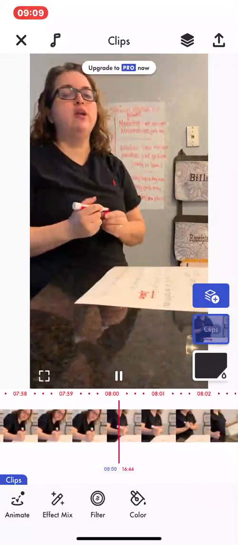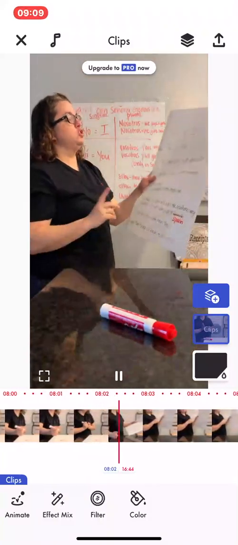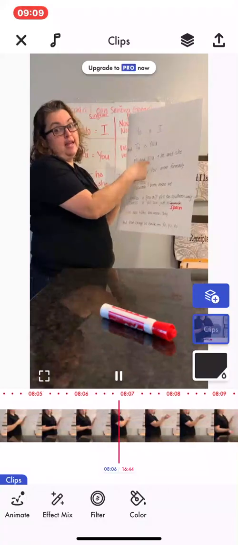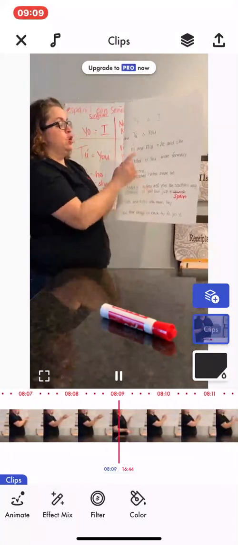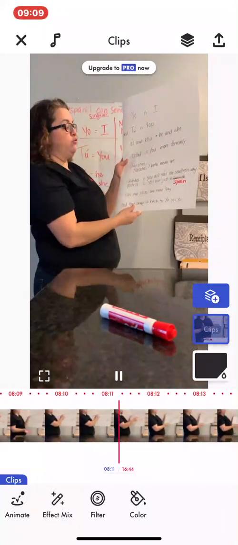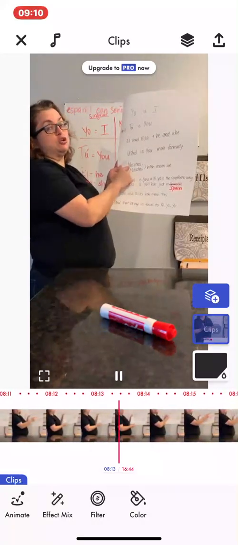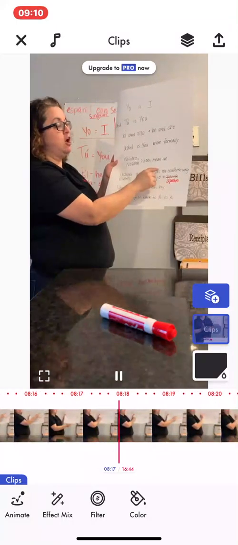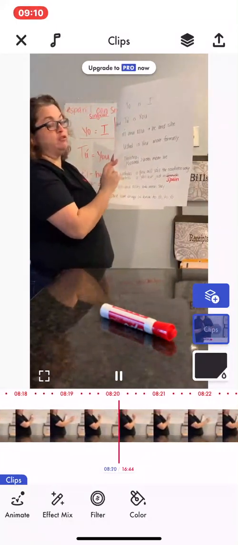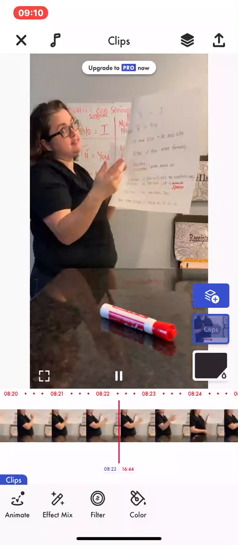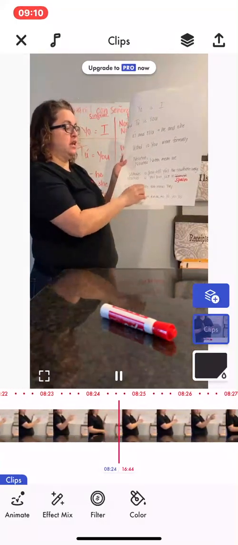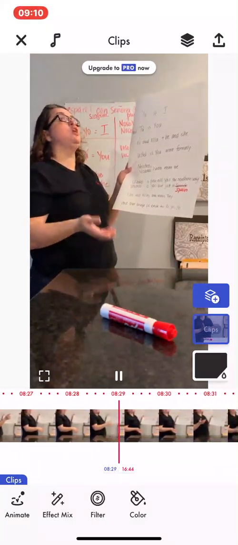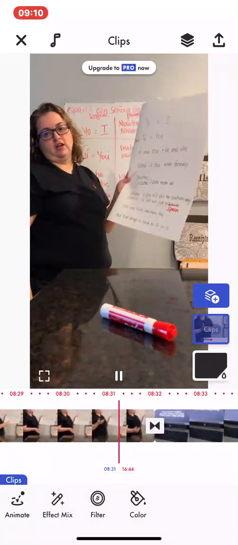All right. So here we go. Yo is I, and tú is you. Él and ella, he and she. Usted is you, more formally. Nosotros, nosotras, both mean we. Ustedes is y'all, the southern way. Vosotros is y'all, but just in Spain. Ellos and ellas both mean they. And that brings us back to yo, yo, yo. Awesome.